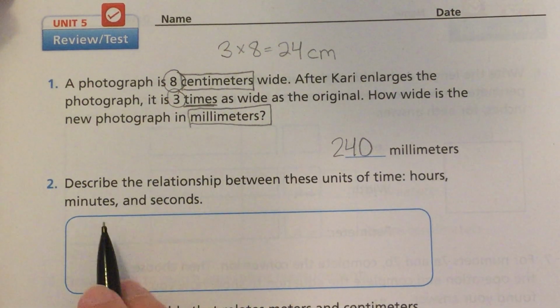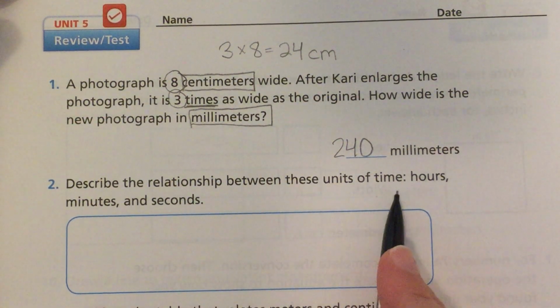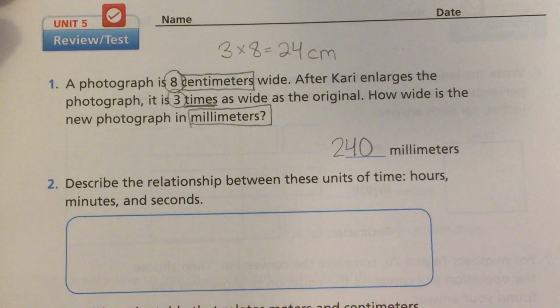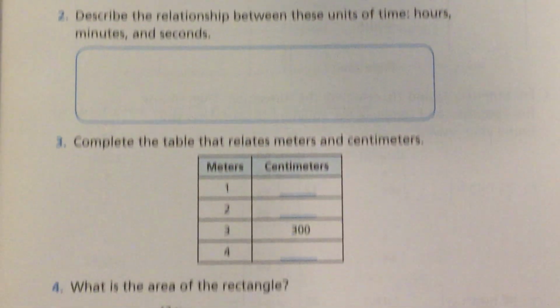Okay, number 2, describe the relationship between these units of time: hours, minutes, and seconds. So something you could write here would just be a complete sentence saying something like, there are 60 minutes in 1 hour and 60 seconds in 1 minute. I'm sure that that would be sufficient. On your clever assignment today, on your math expressions assignment, they'll probably have some drop-down arrows to describe those relationships.